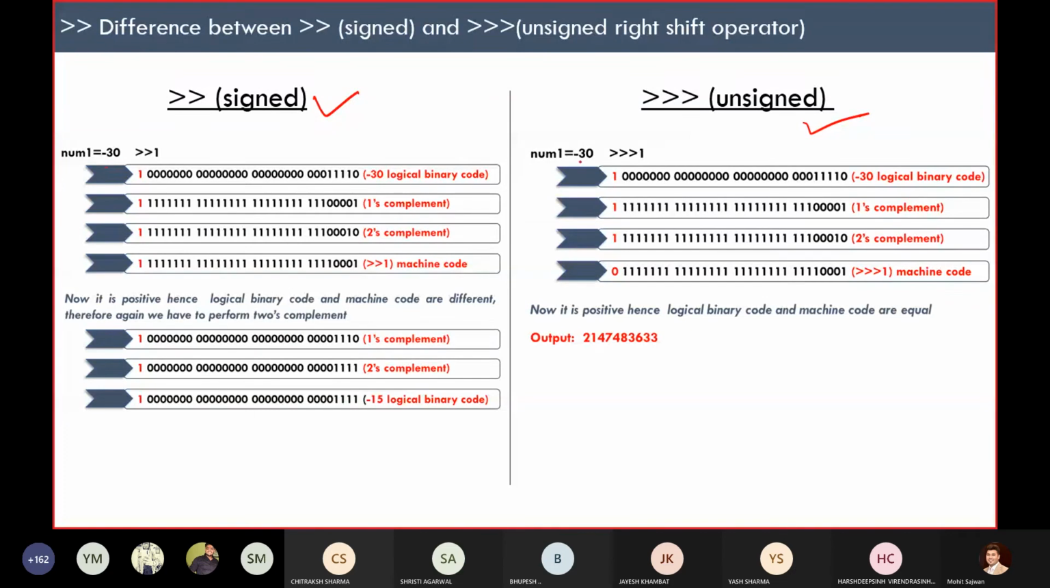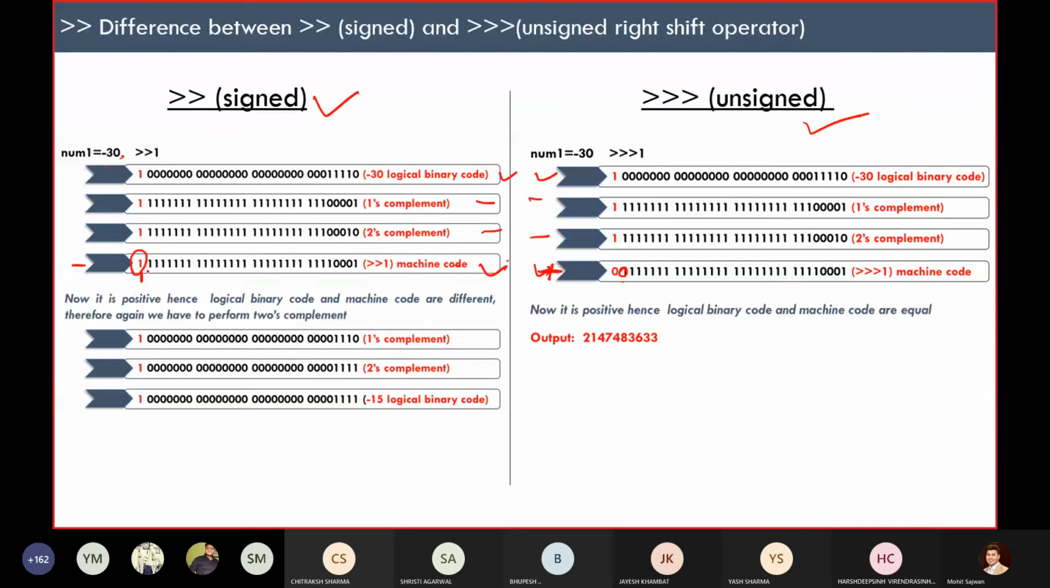In both operations, as you know, we first converted into logical code, then performed one's complement, then two's complement, and then performed that particular operation. In our signed case, the MSB bit is 1, which means it is a negative number. Here we are getting a positive number.